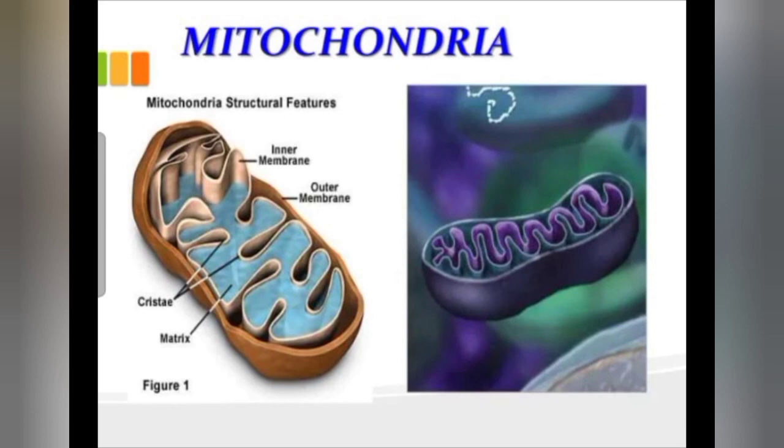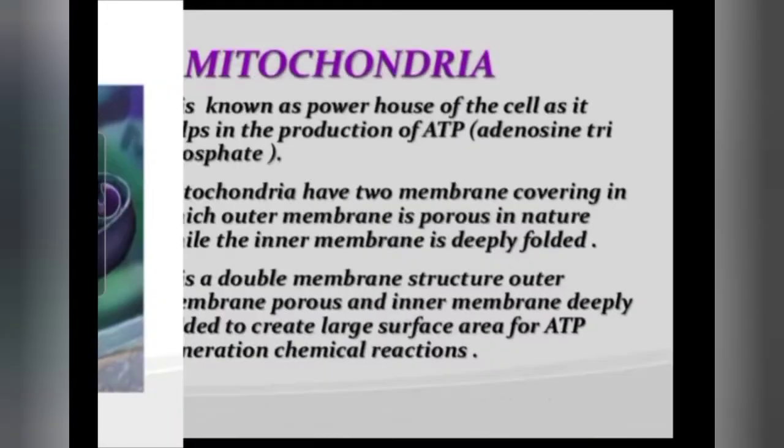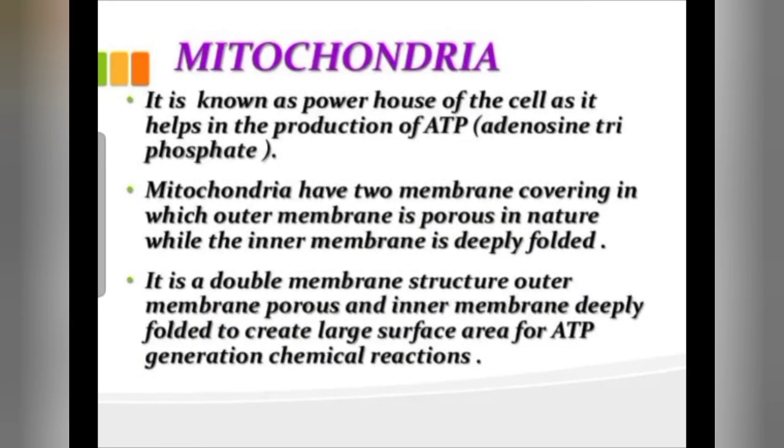Mitochondrion is a self-replicating organelle. It is the largest organelle in the animal cell. So mitochondria is known as the powerhouse of the cell as it helps in the production of ATP. ATP means adenosine triphosphate. Mitochondria have two membrane coverings in which the outer membrane is porous in nature while the inner membrane is deeply folded to create a large surface area for ATP generating chemical reactions, and ATP is known as the energy currency. So that's why mitochondria is known as the powerhouse of the cell.